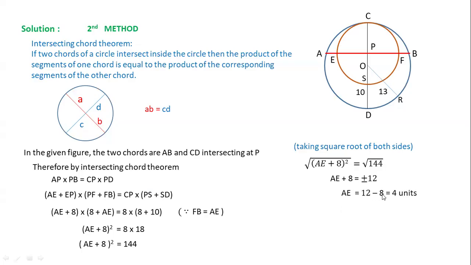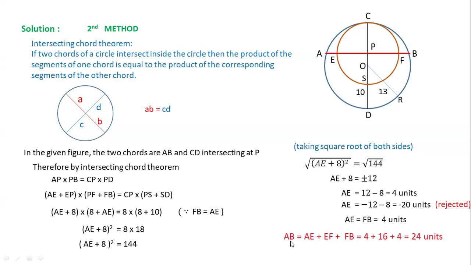So AE is equal to 12 minus 8, 4 units. AE is also minus 12 minus 8, that is minus 20, which gets rejected. Therefore, AE is equal to FB is equal to 4 units. In that case, our AB is equal to AE plus EF plus FB, that is equal to 4 plus 16 plus 4, that is 24 units. This is your answer. So in either of the two methods, we get the same answer.